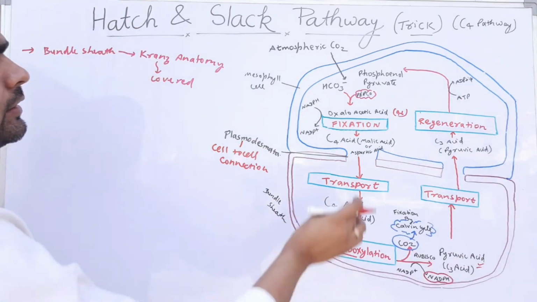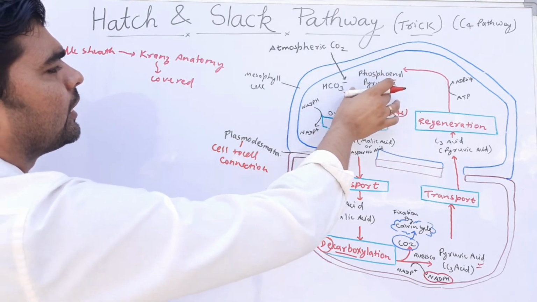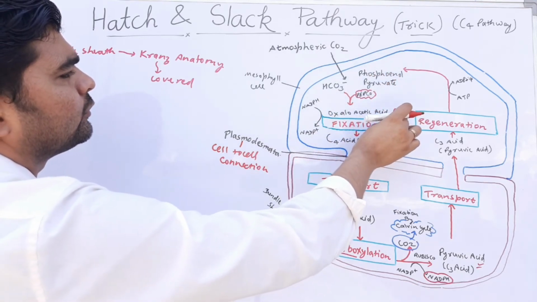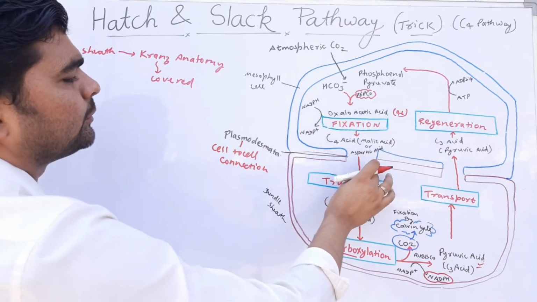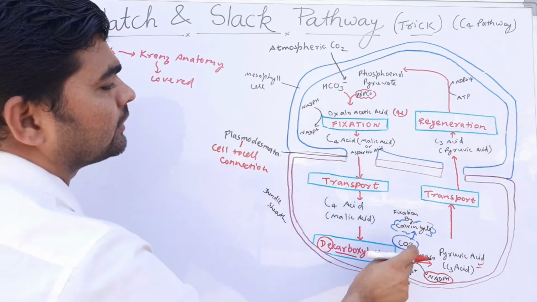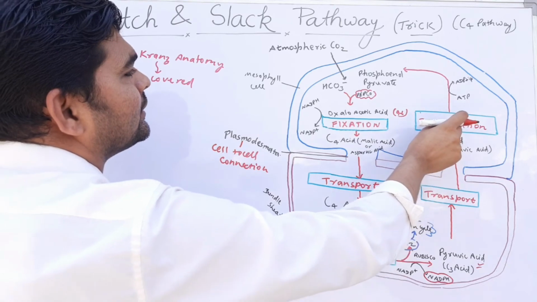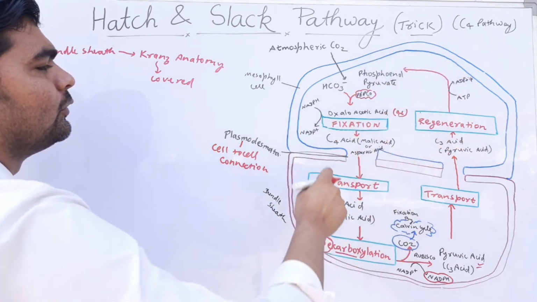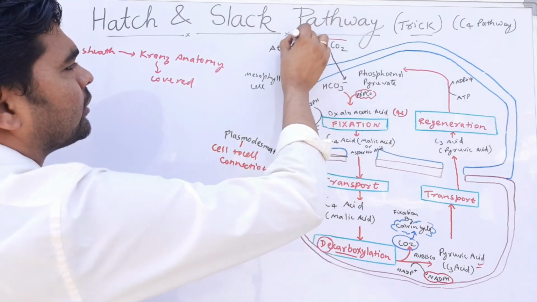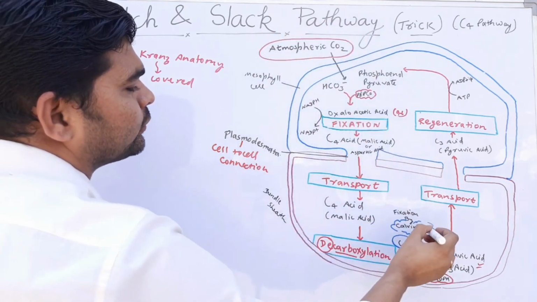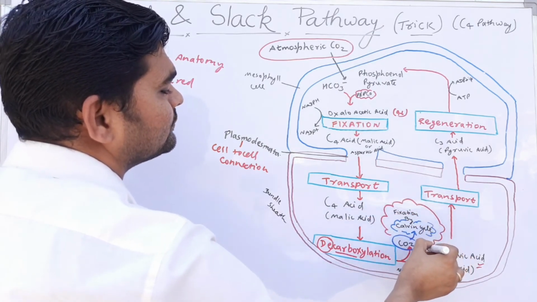Okay, this cycle continues by combination of atmospheric CO2 with phosphoenol pyruvate, again forming oxaloacetic acid, which is a 4-carbon compound. The 4-carbon compound enters the bundle sheath by plasmodesmata. It gets transported, decarboxylated, then transported again to the mesophyll cell, then regenerated, and then this cycle continues. The main motive of the cycle is to catch CO2 from the atmosphere and get it fixed to the C3 cycle for the formation of glucose.